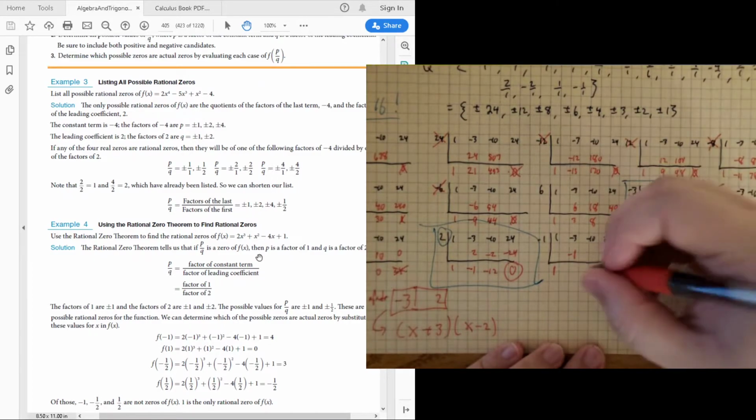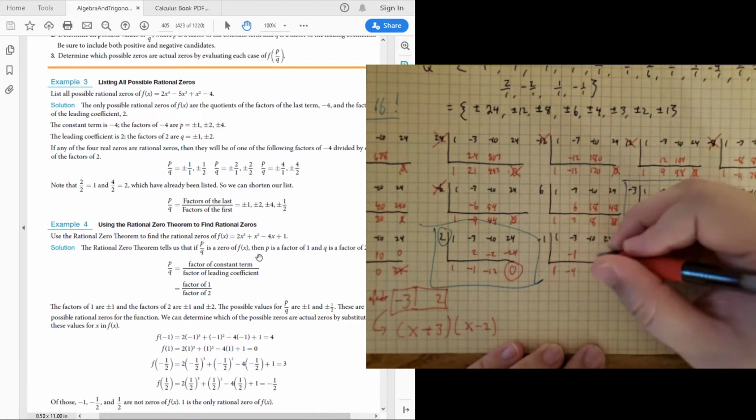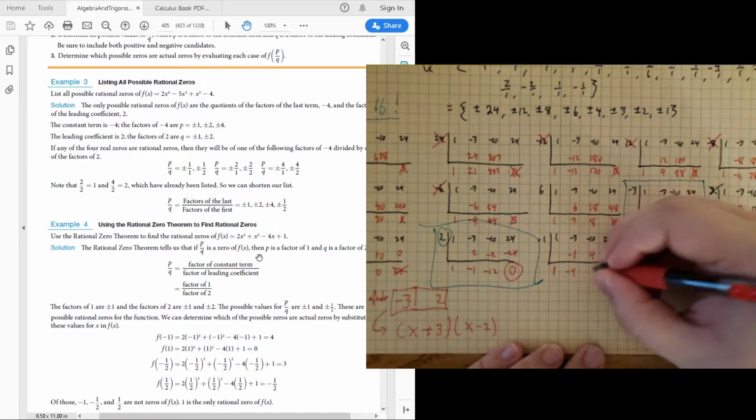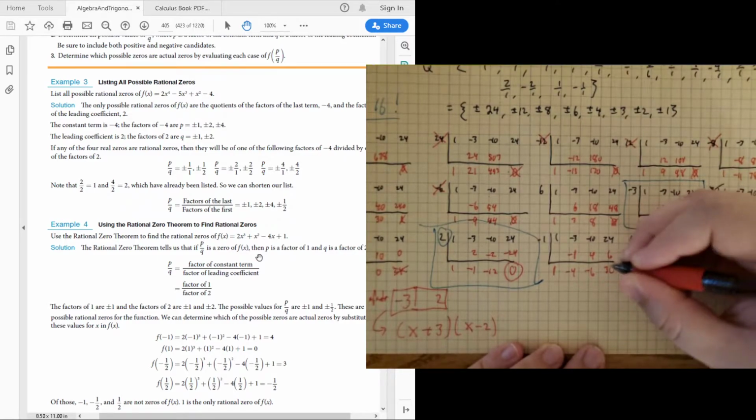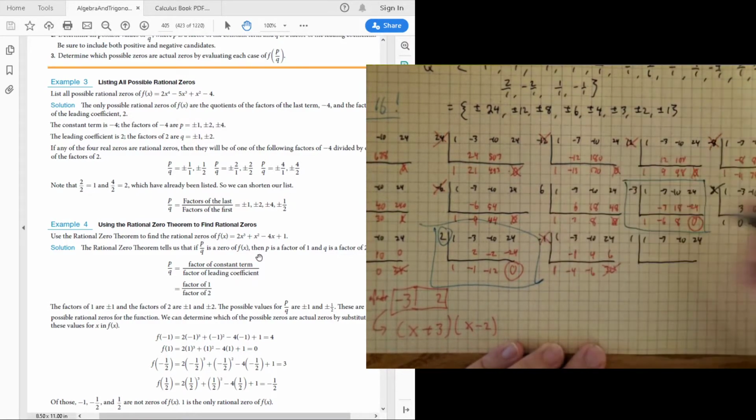Oh, I know what happens. Negative 4 and 4 becomes negative 6. That becomes 6, which becomes 30. So since I did not get 0, I do not get this as an answer.